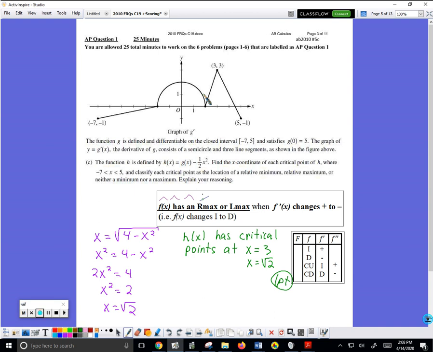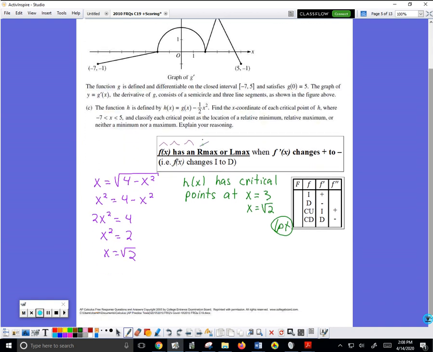I want to keep talking about it though, because the next concept does show up on FRQs fairly regularly, and it usually shows up in places that are easier to solve than this one. So we keep reading. We're supposed to now classify each critical point, so we're supposed to figure out x equal 3 and x equal root 2. Is that the location of a relative min, relative max, or neither one? And we have to explain our reasoning.